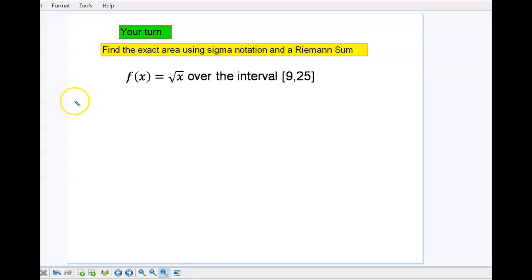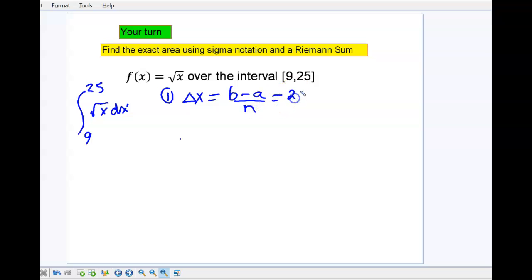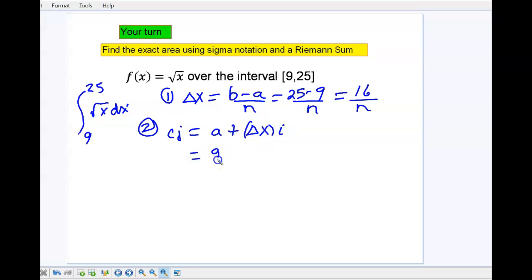Okay, I'm hoping you had a chance to try this one. And this is really the integral from 9 to 25 of root x dx. So step number 1, I'm going to find delta x, which is b minus a over n, which is 25 minus 9 over n, which is 16 over n. Then in step number 2, I want to find c subscript i, which is a plus delta x times i. A in this case is 9, plus 16 over n times i.